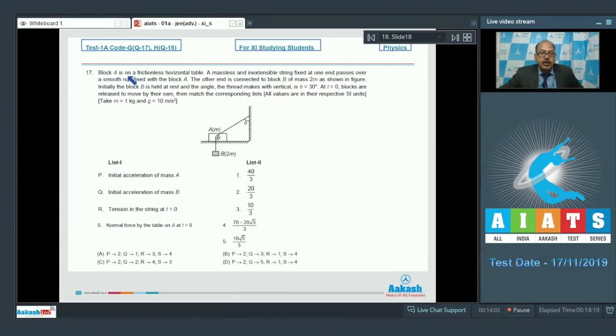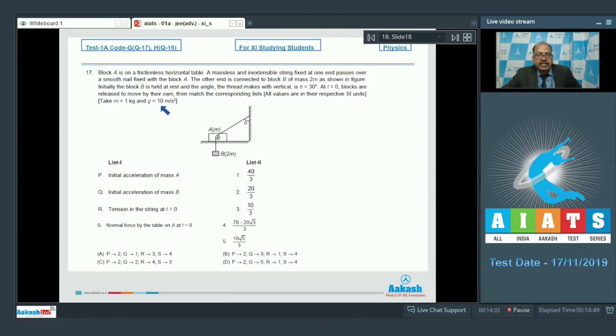Question 17 says, block A is on a frictionless horizontal table. A massless and inextensible string fixed at one end passes over a smooth nail fixed with the block A. The other end is connected to block B of mass 2m as shown in figure. Initially the block B is held at rest and the angle the thread makes with vertical is theta equal to 30 degree. At t equal to 0, blocks are released to move on their own, then match the corresponding list. All values are in their respective SI units.